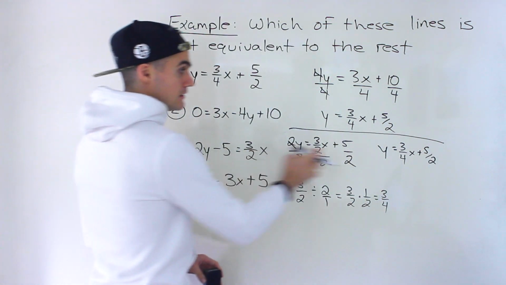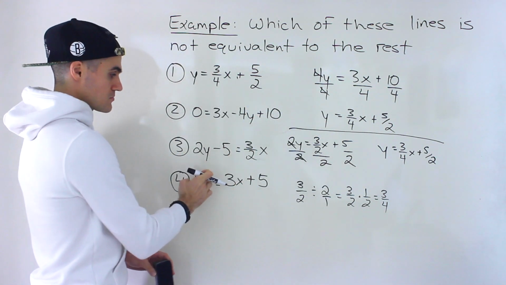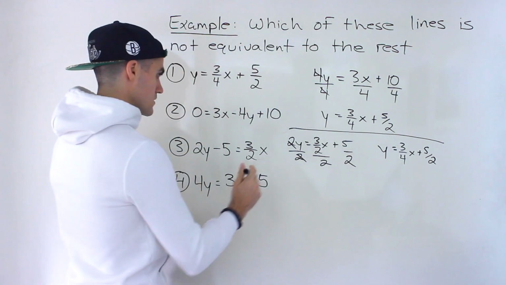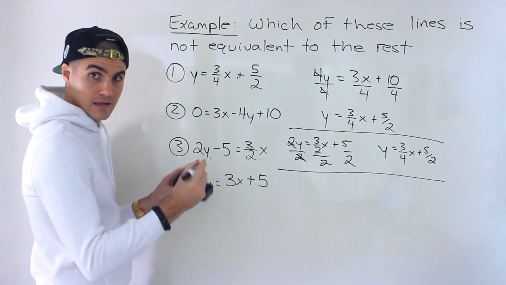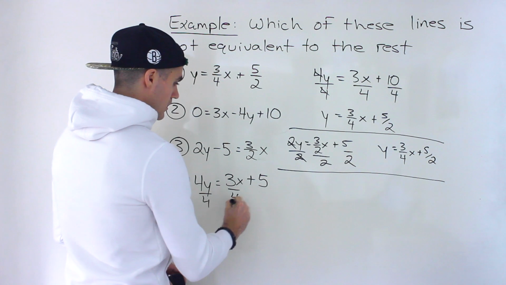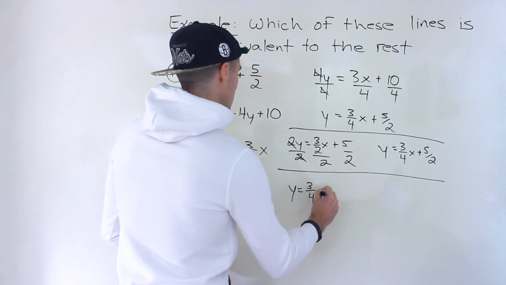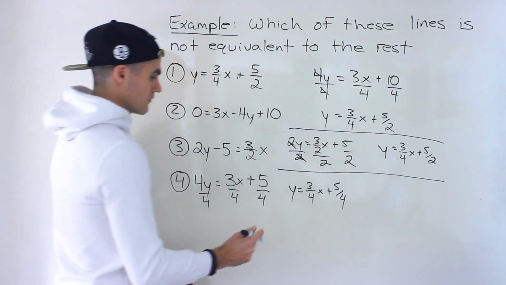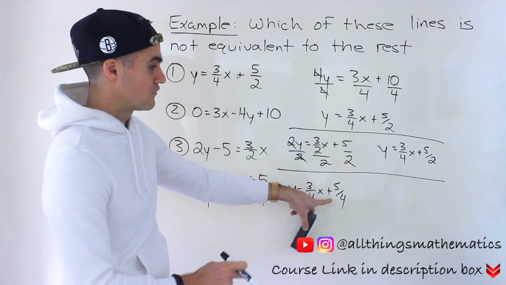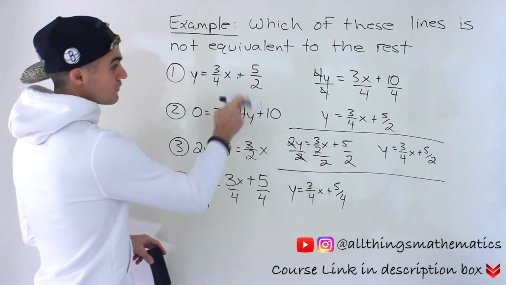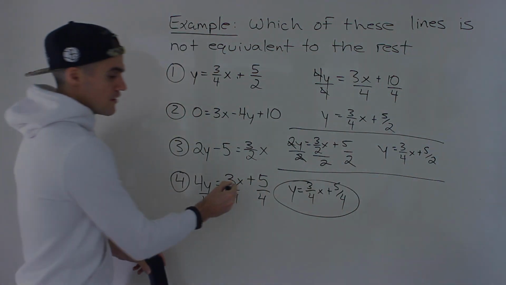Notice that this line, which is the exact same as this, is equivalent to this line and that line. So it's probably going to be this one, but let's just confirm. If we do the same thing here, notice that we have the 4y already isolated, so we could just divide everything by 4. And notice that the b value is going to be different. This line is going to be y equals 3 over 4x plus 5 over 4. So even though the slope is the same as all these lines, the b value, 5 over 4, is different than the b value of 5 over 2 for the other lines. So which one is not equivalent to the rest? Well, it's this 4th line.